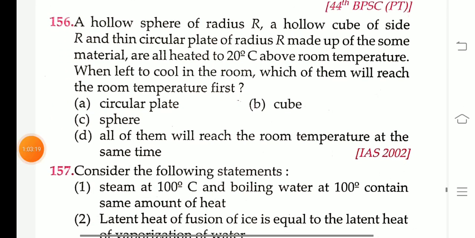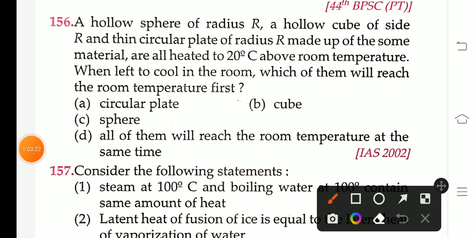Next, a hollow sphere of radius r, a hollow cube of side r, and a thin circular plate of radius r, made up of the same material, are all heated to 20 degrees Celsius above room temperature. When left to cool in the room, which of them will reach the room temperature first? Right answer will be option C. Sphere.